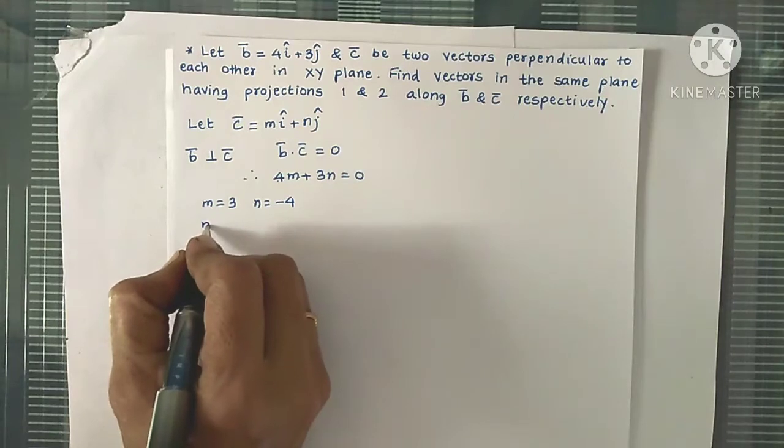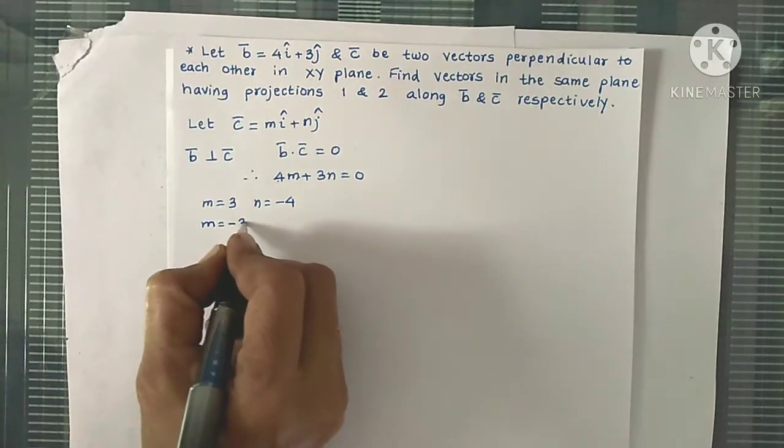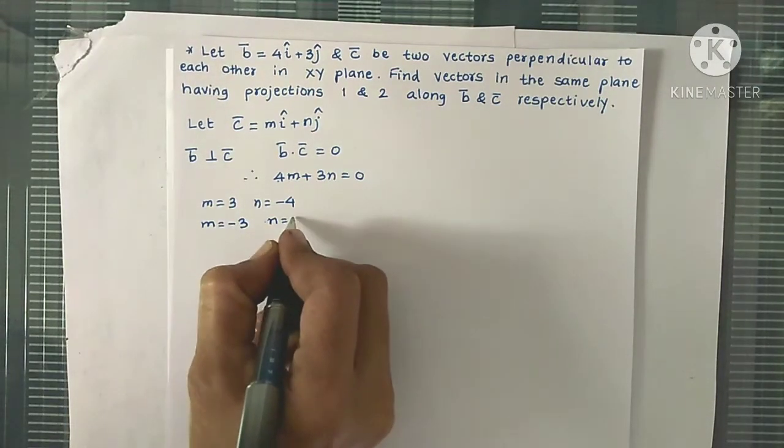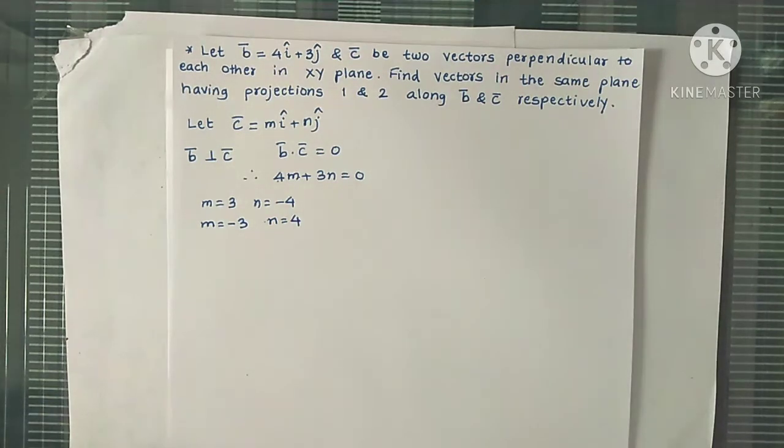Or we can change the sign also. If m is minus 3, in that case n will be 4. So 4 into minus 3 is minus 12 plus 3 into 4 is 12. Or you can take multiples of minus 3 and 4, but the same multiple of both. For example, minus 6, 8. Then if we multiply by 3, we get minus 9 and 12. Such combinations also give us 4m plus 3n equal to 0.